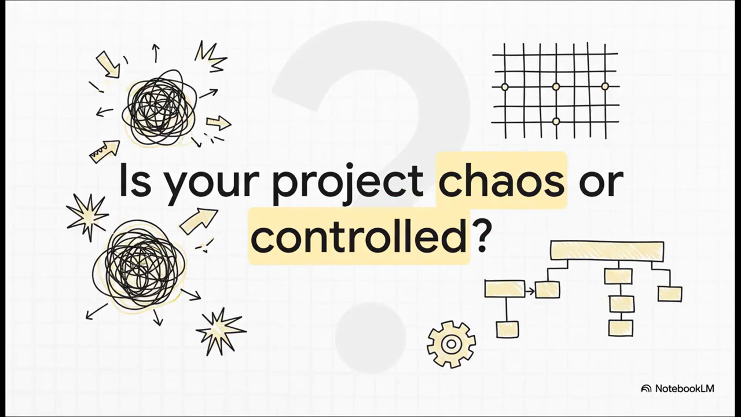Which really brings us back to that first idea, and it leaves us with one final question to think about. When you look at the big projects happening in your world, do you see chaos or do you see control? Because often the difference between the two is the system you have holding it all together.